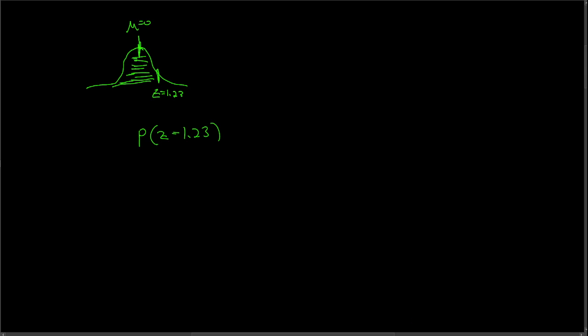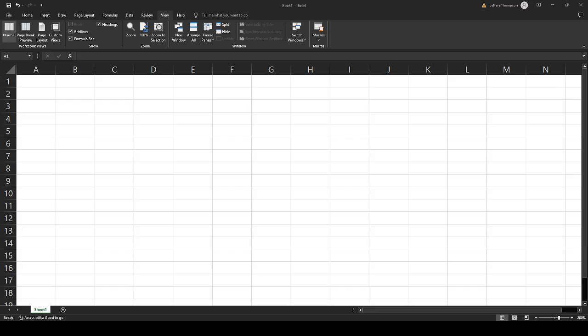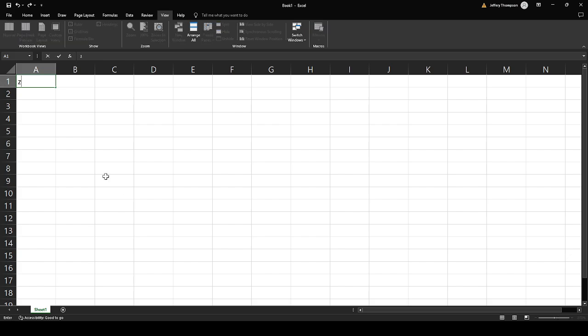So I'm going to go over to Excel. So we'll come into Excel, and I'm going to set up some things here. I'm going to say that my z is equal to 1.23. So that's the variable we're going to use. And we'll talk about the probability, or the area under the curve, as equaling the probability of some particular z-score.